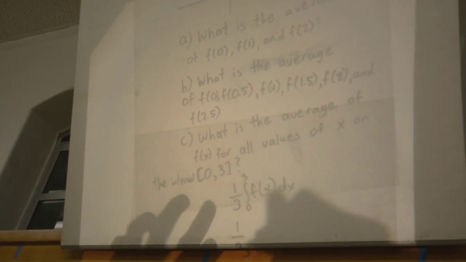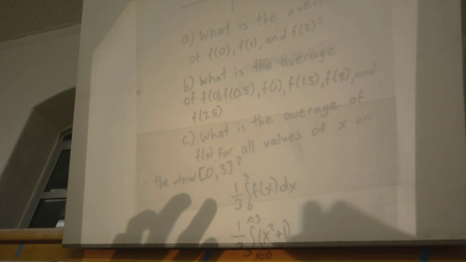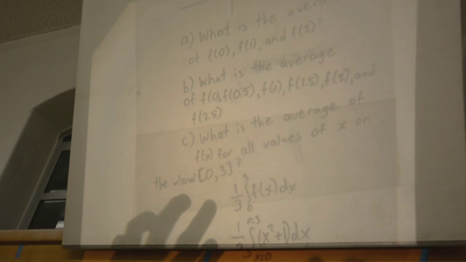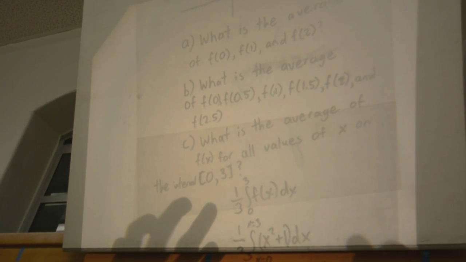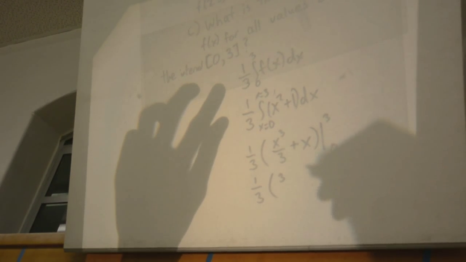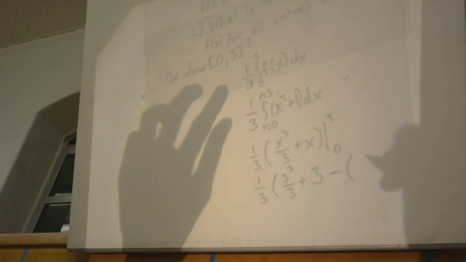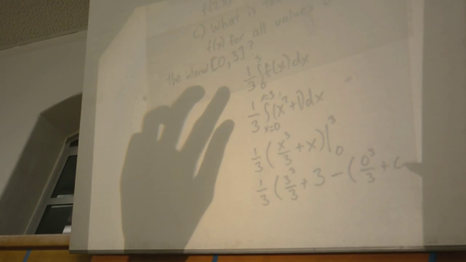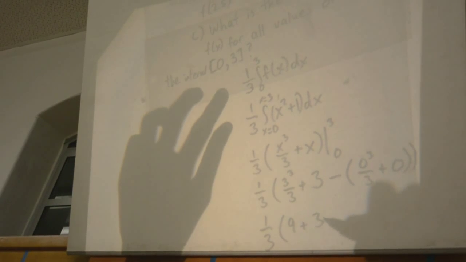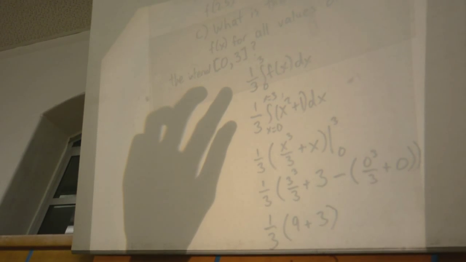So this is 1 over 3 integral from x equals 0 to x equals 3 of x squared plus 1 dx, which is 1 over 3 times x cubed over 3 plus x from 3 to 0, which is 1 over 3 of 3 cubed over 3 plus 3 minus 0 cubed over 3 plus 0, which is 1 over 3 of 9 plus 3, which is 1 over 3 of 12, which is 4.